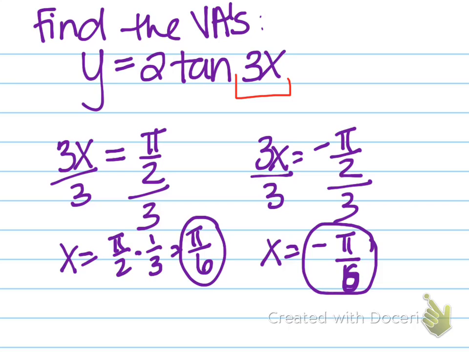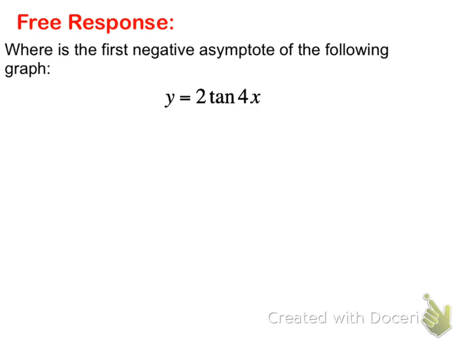So go ahead, and your free response question is to try that. So the same thing, but for 2 tan 4x, and you'll enter those into your Google form.